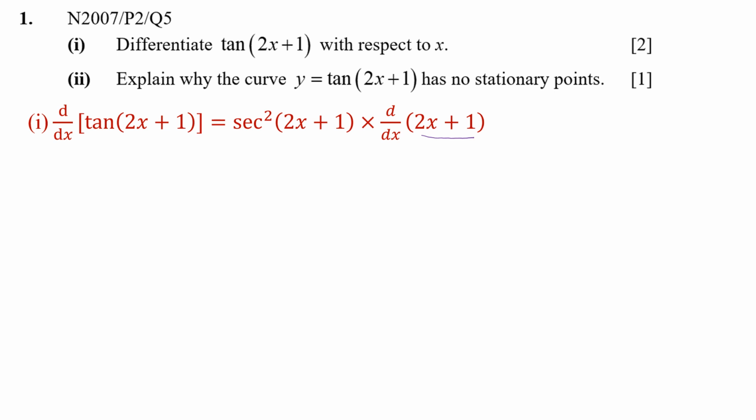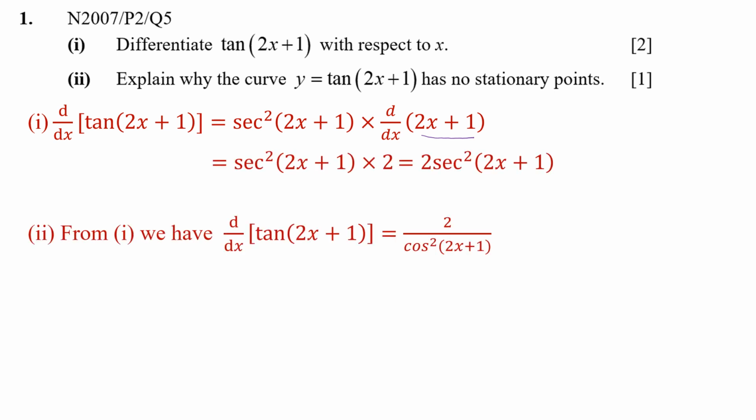And you end up getting 2 secant squared 2x plus 1. Alright, let's look at part 2. We're asked to explain why this particular curve has no stationary point. If there is a stationary point, then dy/dx will be equal to 0. Some of you may do it that way: you assume there's a stationary point, let dy/dx equal 0, and realize that there are no values of x that satisfy dy/dx equal to 0.